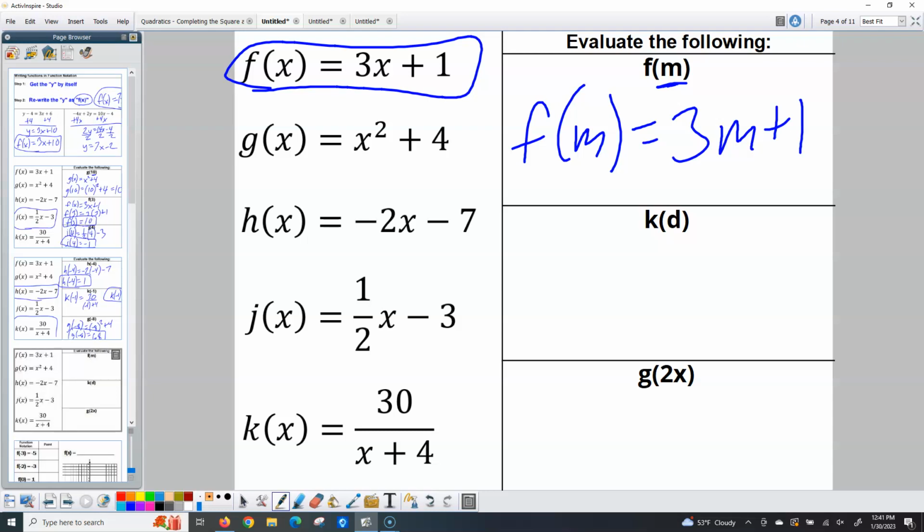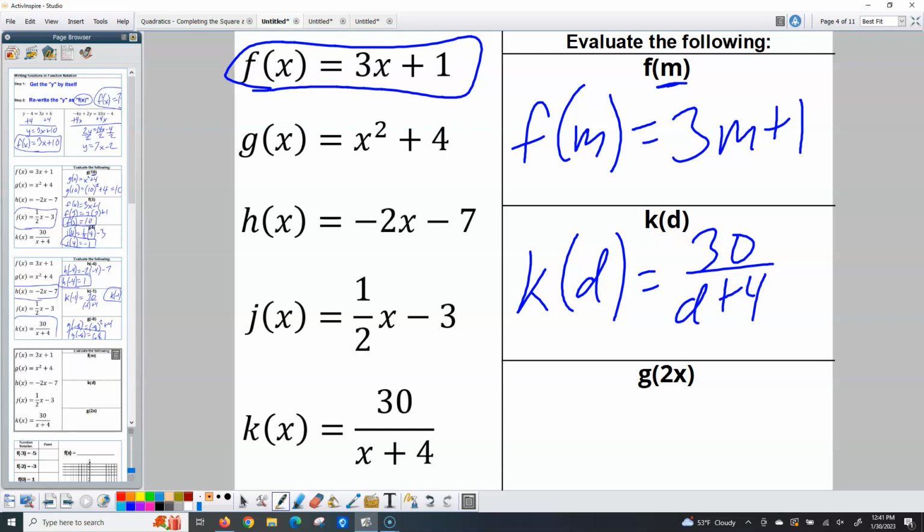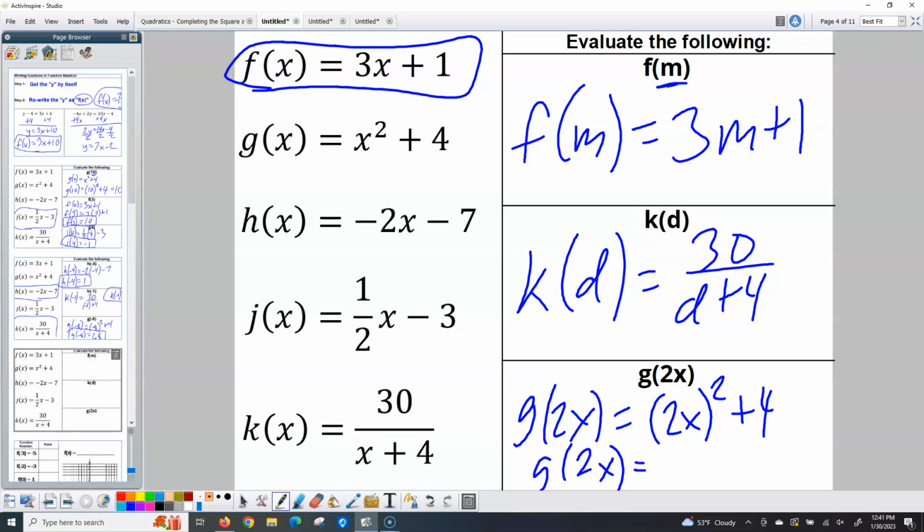K of d. So I'm going to take the k function. K of d would be 30 over d plus 4. That's it. G of 2x. So I got g of 2x is going to be 2x squared plus 4. And I could leave it like that, but there is some pretty easy simplifying I could do. 2x squared, that's like 2x times 2x. You multiply those numbers in front and add your exponents on those. So that would be 4x squared plus 4. So that's probably what you're looking at as a final answer.